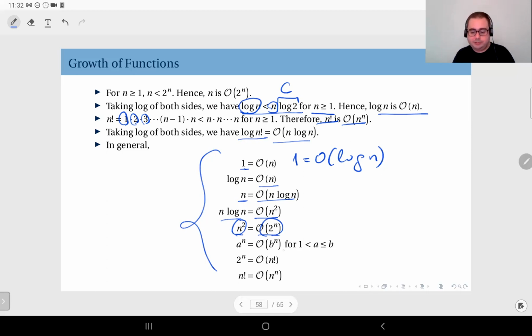And in general, if a is less than or equal to b, we can say that a to the power n is big O of b to the power n. And again, in general, 2 to the power n is big O of n factorial, so n factorial grows faster than the exponential. And as we have just seen, n factorial is big O of n to the power n. So we have a sort of hierarchy between these functions.